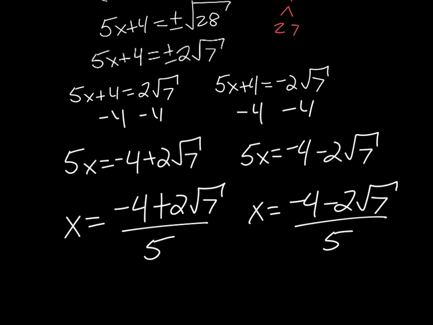And those are your answers? Those would be your answers, yeah. Simplified form. I mean, they could ask you to write it like negative 4 over 5 minus 2 radical 7 over 5, but I don't know why they would. That's complicated. Is that all right? Yeah.